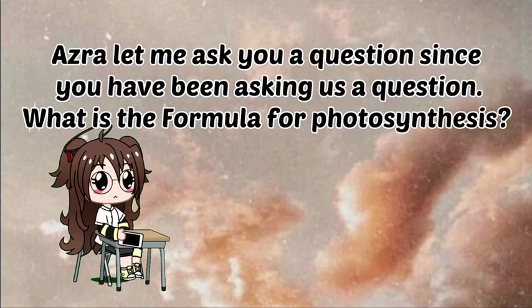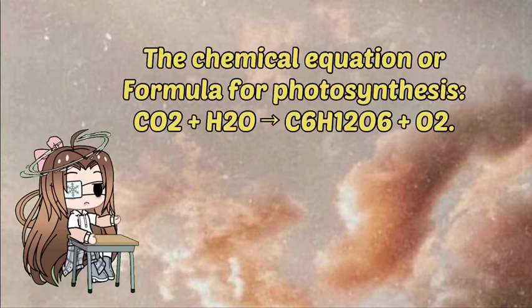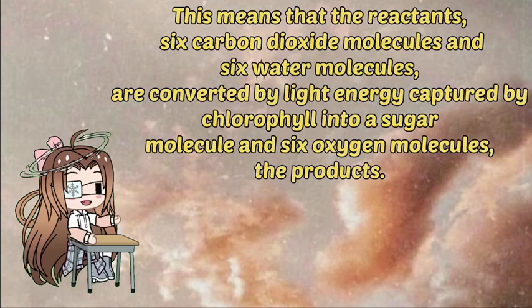Azra, let me ask you a question since you have been asking us questions. What is the formula for photosynthesis? The chemical equation for photosynthesis is CO2 plus H2O, with sunlight, yielding C6H12O6 plus O2. This means that the reactants, 6 carbon dioxide molecules and 6 water molecules, are converted by light energy captured by chlorophyll into a sugar molecule and 6 oxygen molecules, the products.